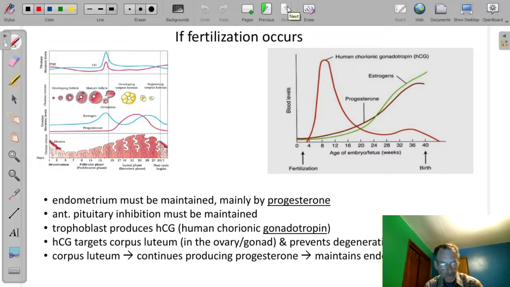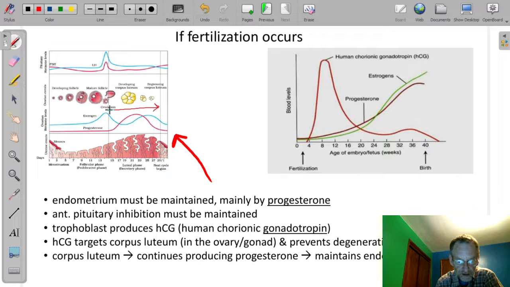So, what do we have here? Well, let's just read the bullets first. The endometrium must be maintained mainly by progesterone. And so let's ignore the figure on the right for the moment. Let's look at the figure on the left and find the progesterone level. Well, it's the red line. It's going up. We've got about 2 weeks during this luteal phase, after which point the progesterone levels start to decline. And that's going to cause the endometrium to slough off, have menses, and the pregnancy won't work. So we have to maintain the progesterone.